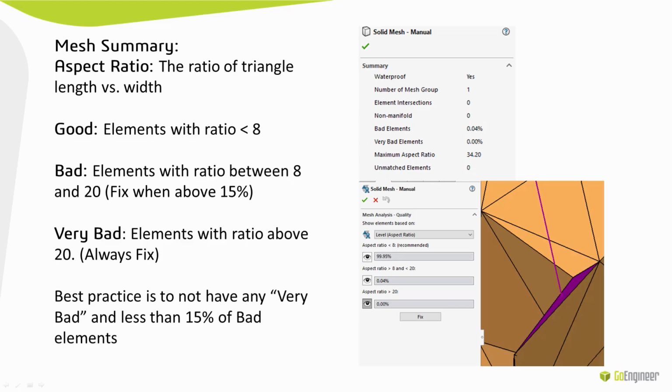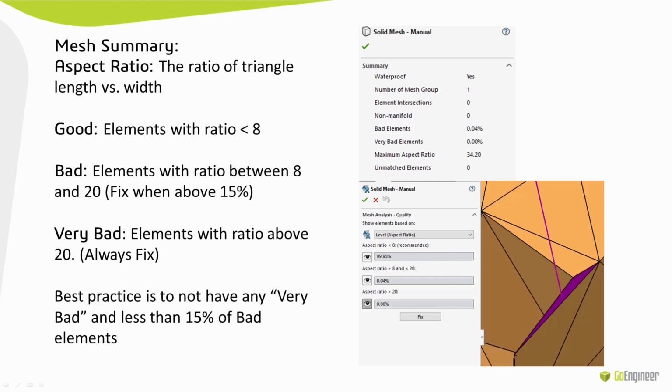So in the simulation, what Plastics looks for, it has a recommendation of aspect ratio, which is the ratio of the triangle length versus width in your mesh elements. So a good mesh element will have a ratio that's less than 8, and a bad one will be elements with a ratio between 8 and 20. So typically, if you have bad elements less than 15%, you're okay. You don't really need to fix those. And then very bad elements will have a ratio above 20. These we want to always fix so we can get the most accurate results from our simulations.